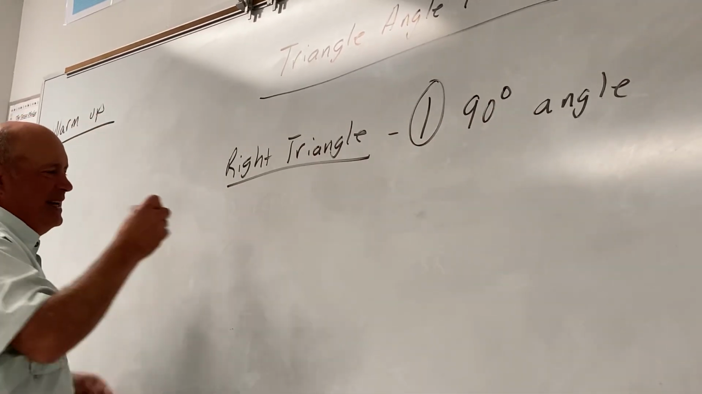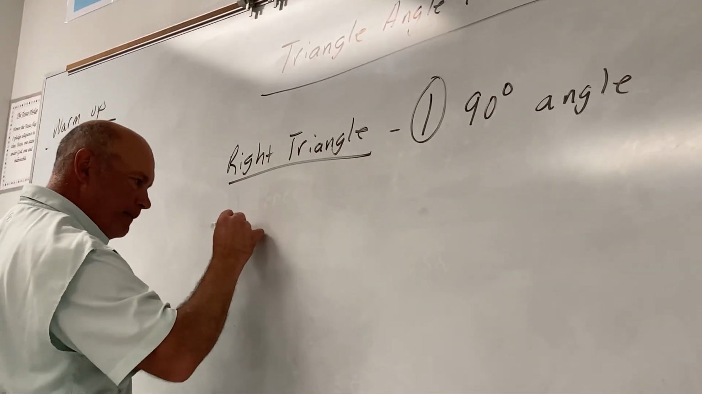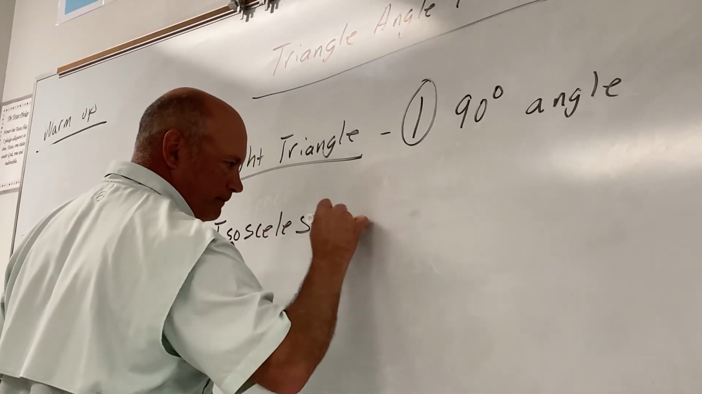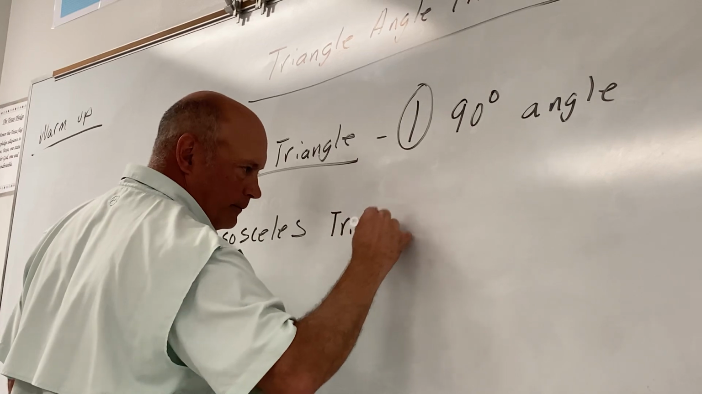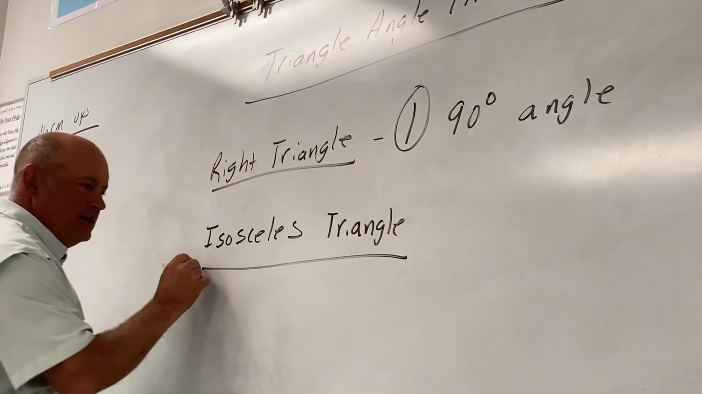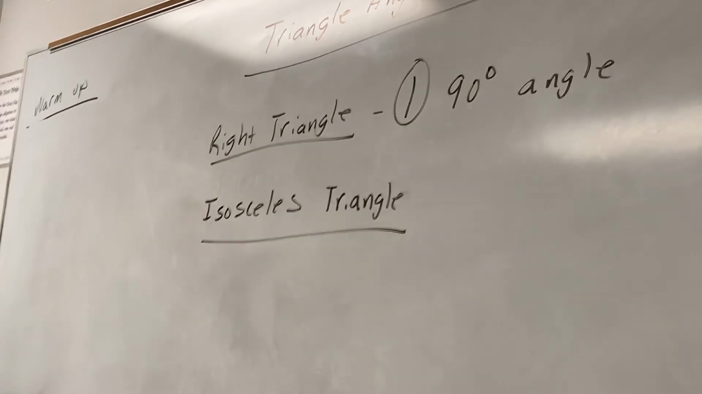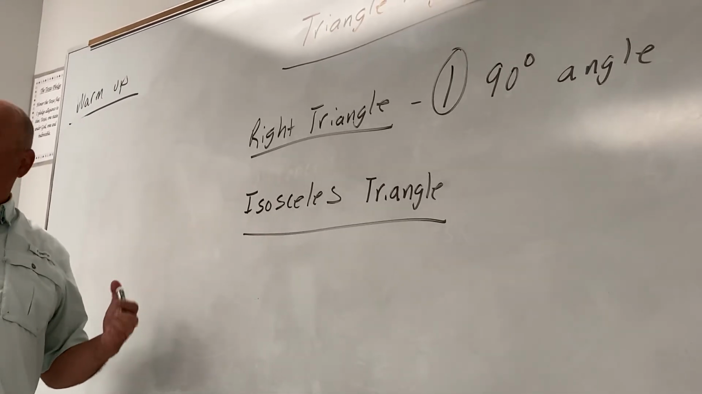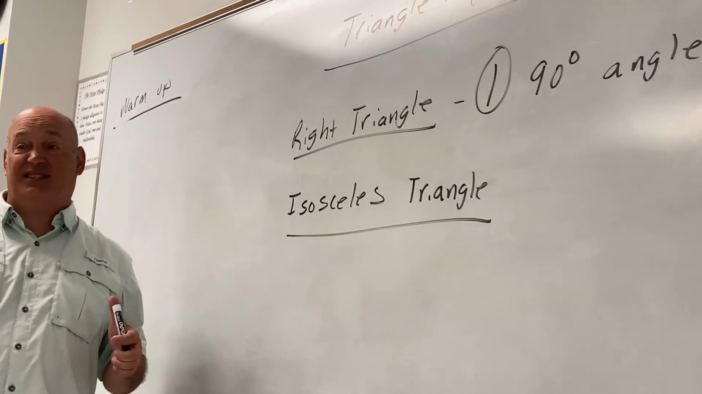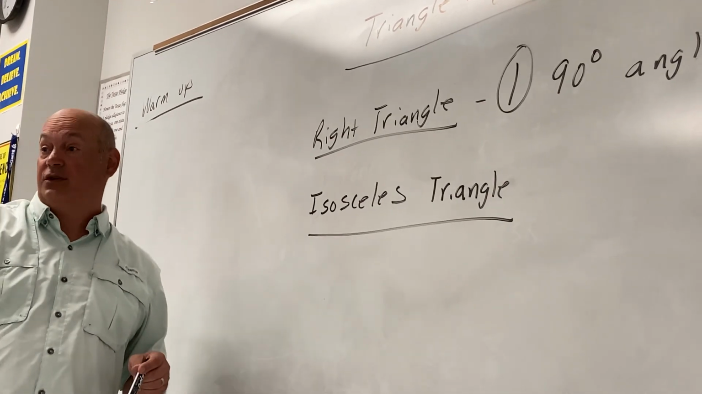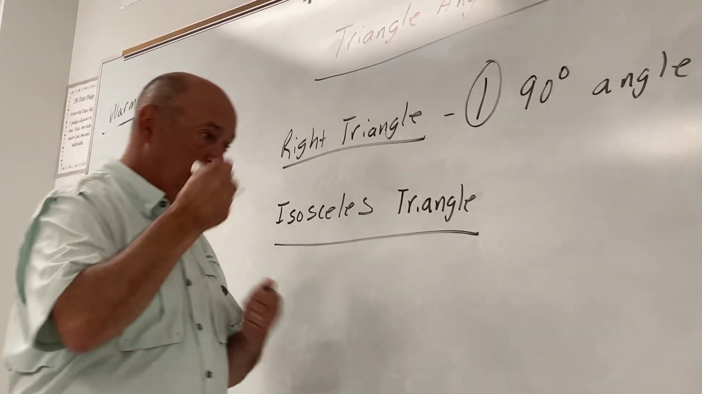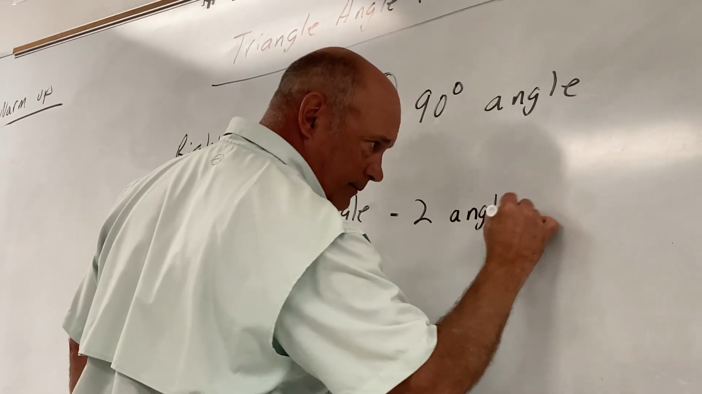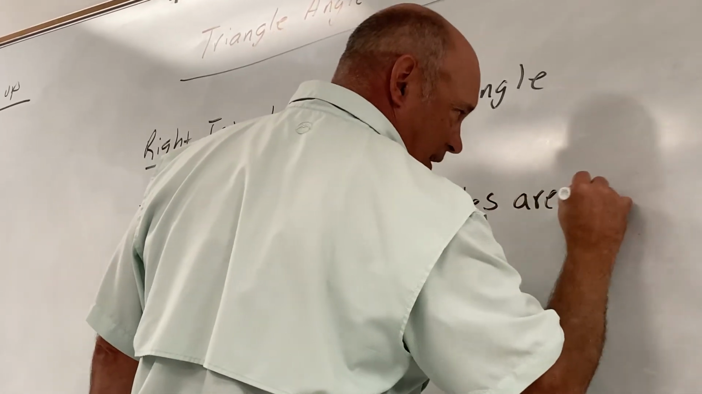All right, what about an isosceles? It's a weird word. Does anybody know what an isosceles triangle is? Mason. Two of the angles, not sides, but two of the angles are the same size. Good.